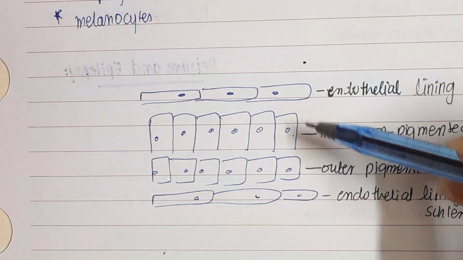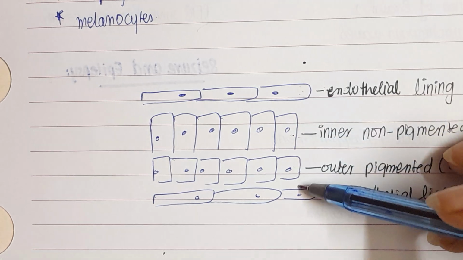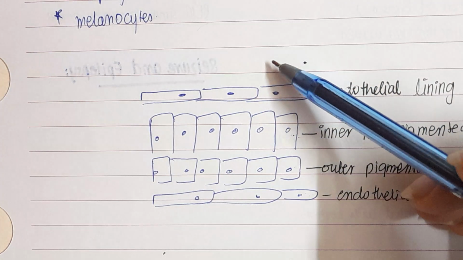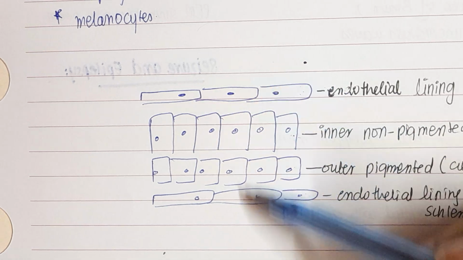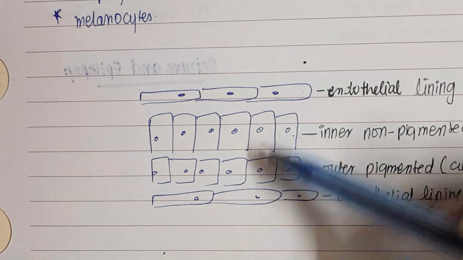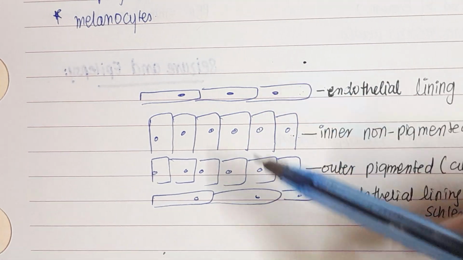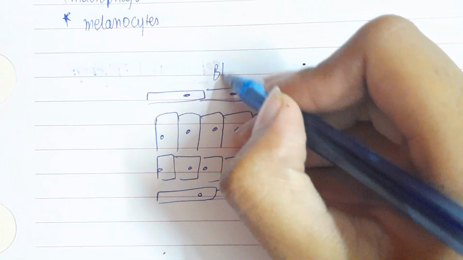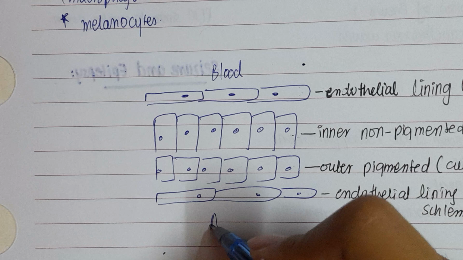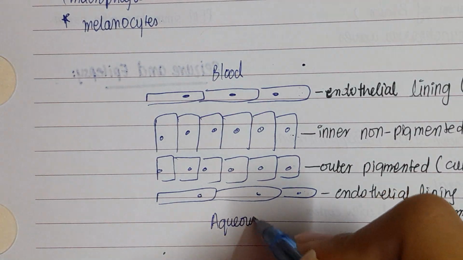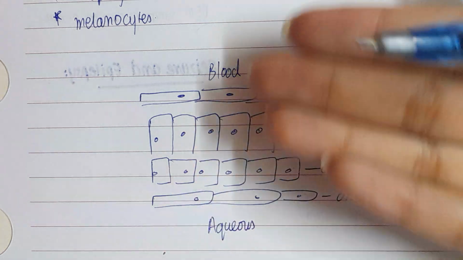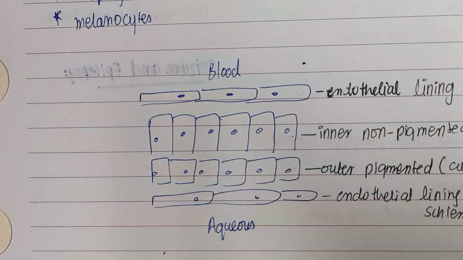This whole apparatus, made up of 4 layers and 4 tight junctions, prevents the aqueous humor formed in the posterior chamber from leaking or connecting to the blood. If I write it over here, here we have the blood and here we have the aqueous humor, and these 4 layers prevent the blood and aqueous humor from mixing with each other.